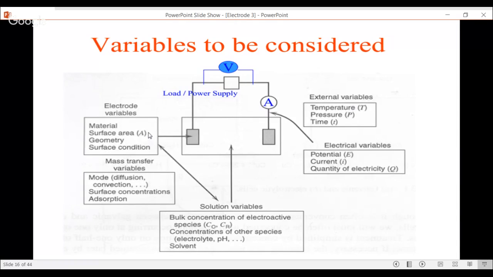The electrode variables are the nature of the material, the surface area of the electrode, the geometry, and the surface condition. Then, if it is a flowing cell, the diffusion and convection. Even if it is a static cell, the diffusion and convection to the electrode, surface concentration, adsorption. Now the solution variables are the bulk concentration of the electroactive species, C_O the oxidizing species, C_R the reducing species, concentration of other species, electrolyte, supporting electrolyte, pH, and other things. We will understand the supporting electrolyte and other things a little later.